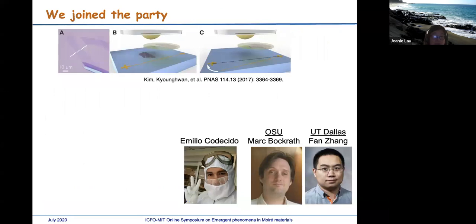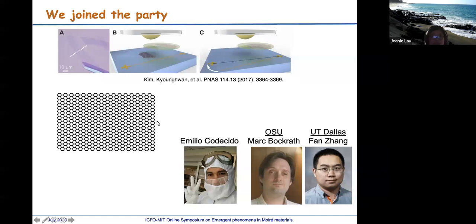I just want to tell you about our work in this area. This work is led by my student Emilio Codecido, here in the clean room outfit, in collaboration with Mark Bockrath, also at OSU, and the theoretical calculation is performed by Fan Zhang at UT Dallas.